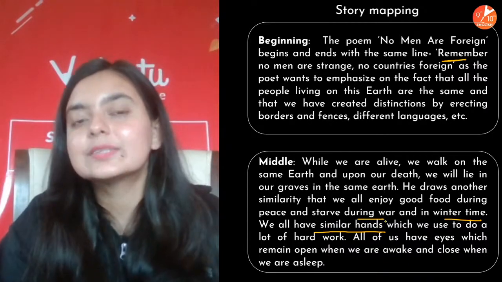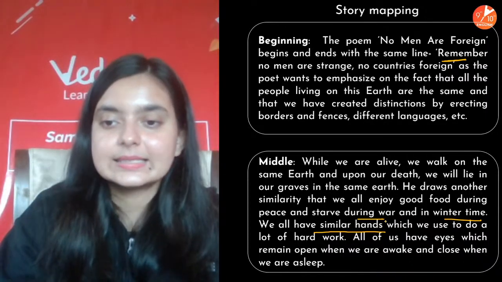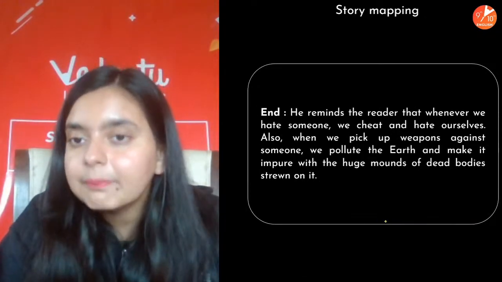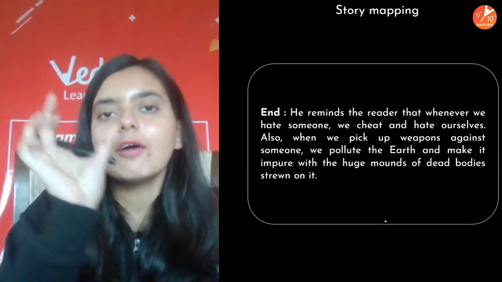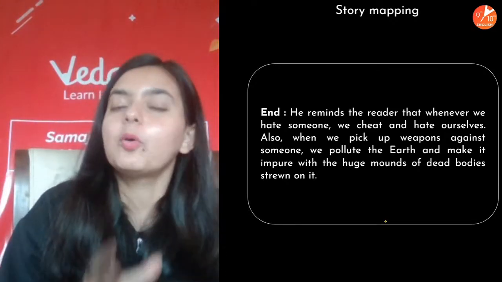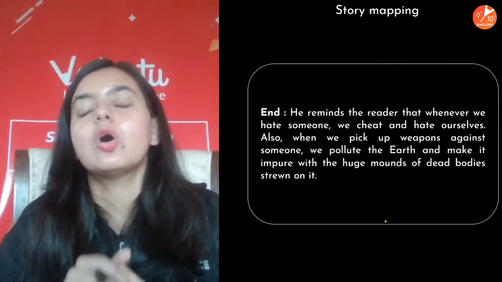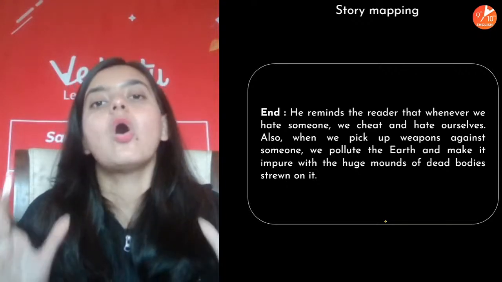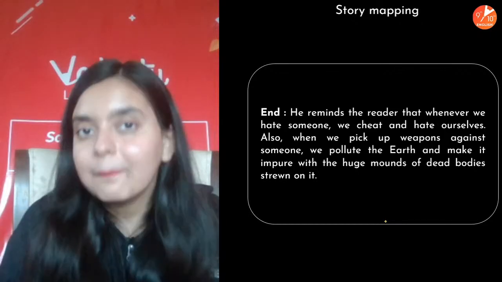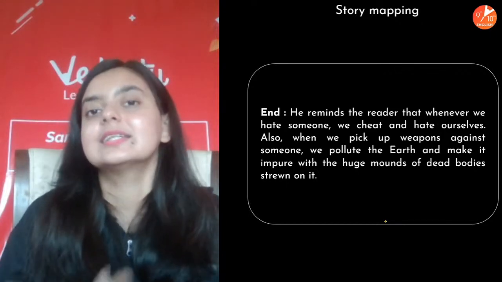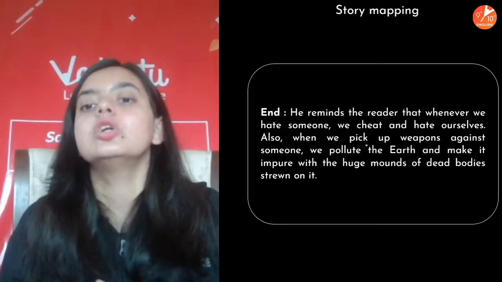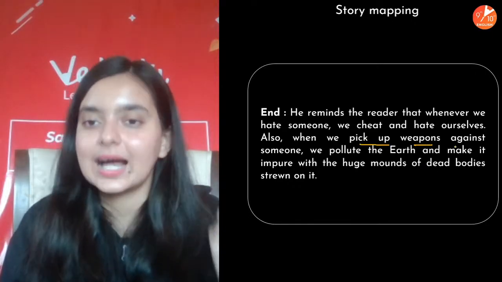We have eyes which open in the morning and close at night when we sleep, etc. So all of these pointers that the poet has given to justify that we all are the same, we all are human beings, and we all are each other's family. We all are each other's brothers. So the concept of universal brotherhood, and therefore we should not pick up weapons against ourselves.